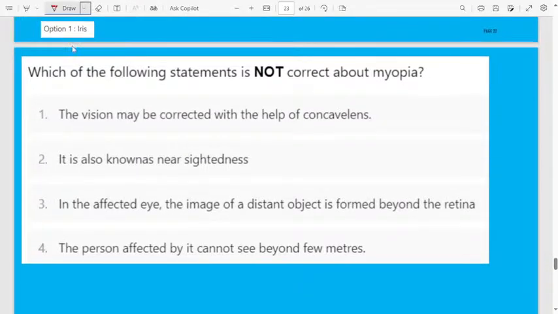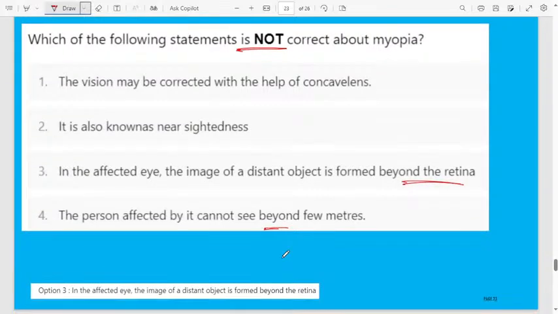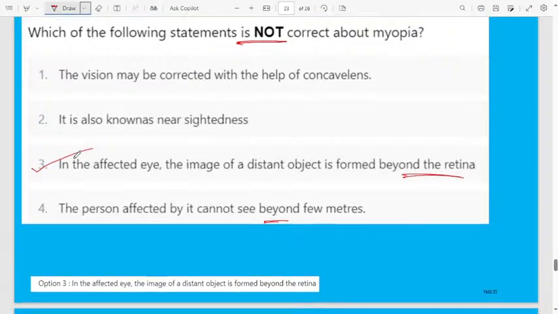Which of the following statements is not correct regarding myopia? The vision may be corrected with the help of concave lens. Okay, concave lens. Next, it is also known as nearsightedness. Third option, in the affected eye, the image of a distant object is formed beyond the retina. The person affected by it cannot see beyond a few meters. Which one is not correct? Third option, the image of a distant object is formed beyond the retina. That one is the wrong one.